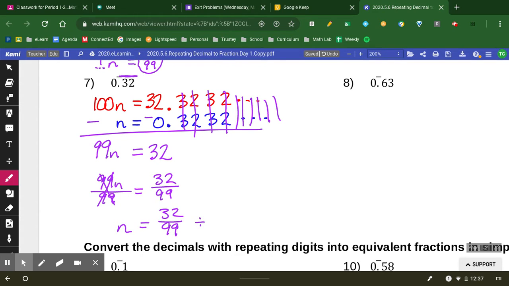Does that reduce? I don't believe so. We already are in simplest form. And so we have now arrived at another answer: 0.32 repeated is the same as saying not 32 over 100, but 32 over 99.